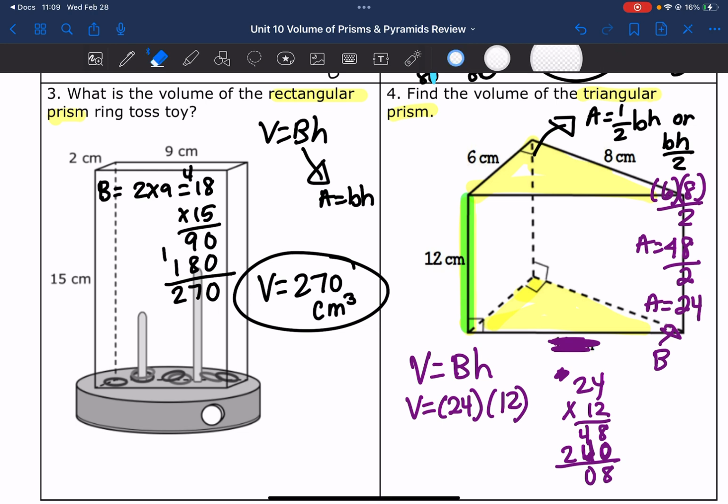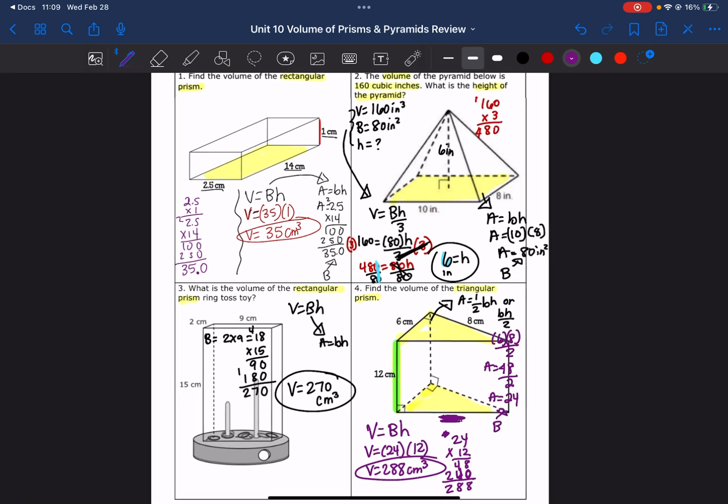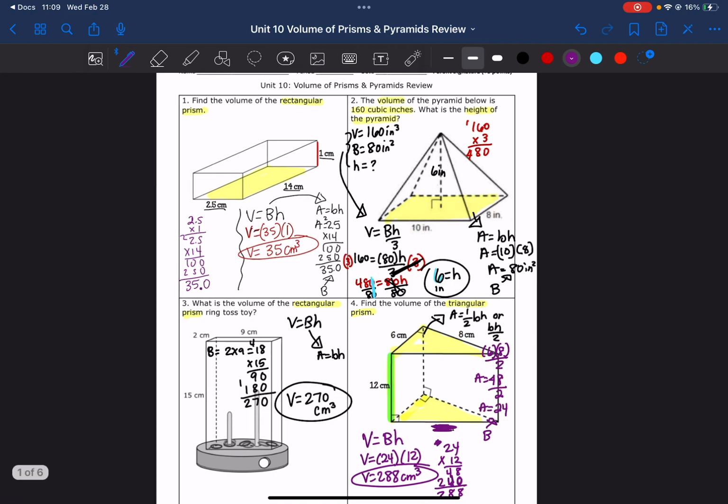Okay, now that we have that situated, your final answer is going to be 288 centimeters cubed. There we go. Now that we have this, we can move on to the next page. If you have to, pause to get all of these. I'm going to go ahead and move on.